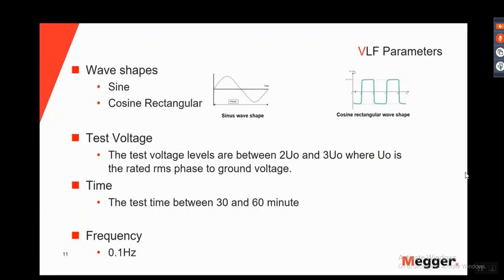The test voltage that we use for the VLF test will be between 2 times U0 and 3 times U0, where U0 is the rated RMS phase to ground voltage. The test time will be between 30 and 60 minutes if we are using, for instance, the IEEE 400.2. The frequency must be 0.1 Hertz, but in the VLF test we have the option to decrease the frequency, for instance, when we want to test very long cables with sine units.